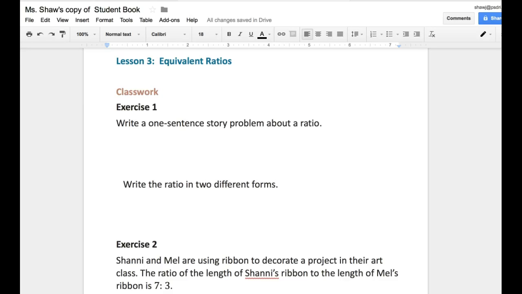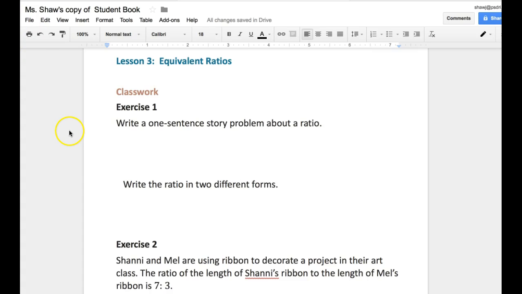Hi, today we are doing lesson 3 and it will be equivalent ratios. Our first exercise asks you to write a one-sentence story problem about a ratio. What I want you to do is think about a ratio, perhaps something in your own life, and go ahead and write it in one sentence.